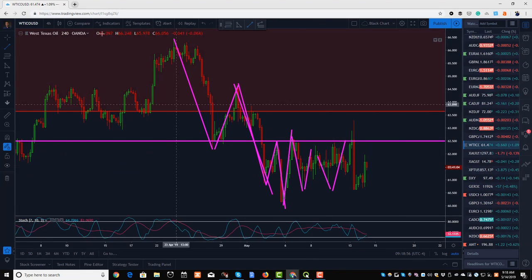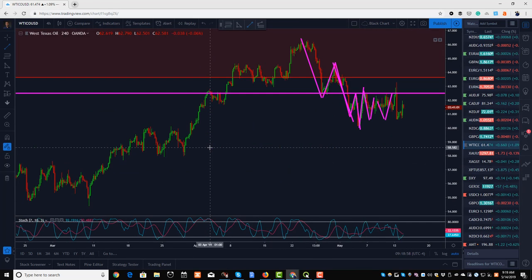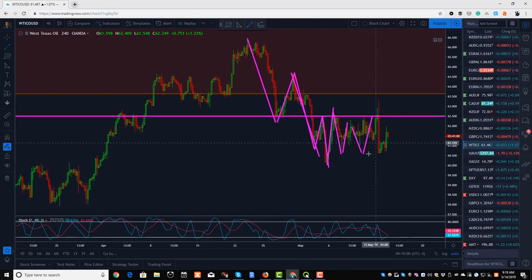Lastly, we'll take a look at oil. Oil had nothing on it, but we've been following oil for a while now. We're just in straight consolidation. Oil had a big day yesterday.